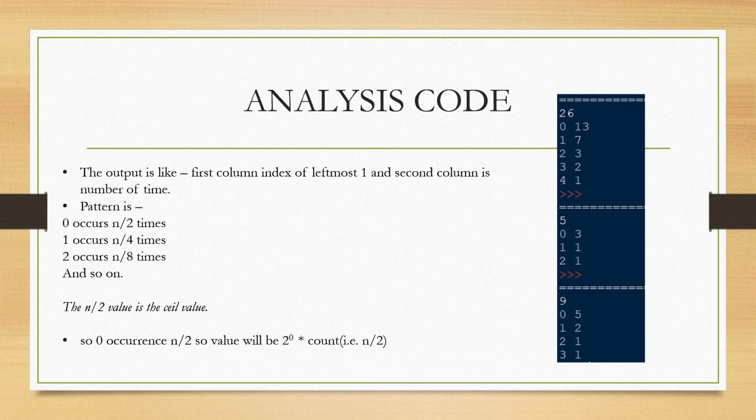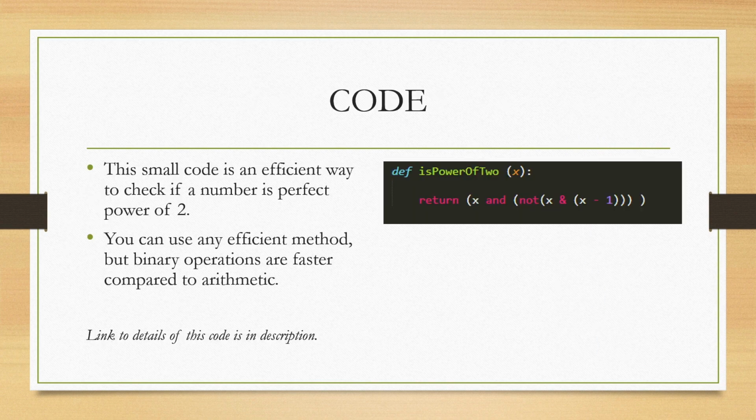Now that we have known the pattern, that is divide by power of 2 until it gets 0 and keep computing cost. So, let's look into the code and understand it. This small code is an efficient way to check if a number is a perfect power of 2. You can use any efficient method, but binary operations are faster compared to arithmetic. Link to details of this code is in the description.